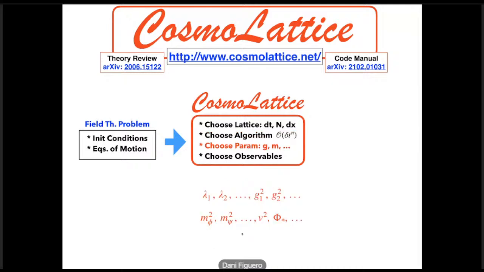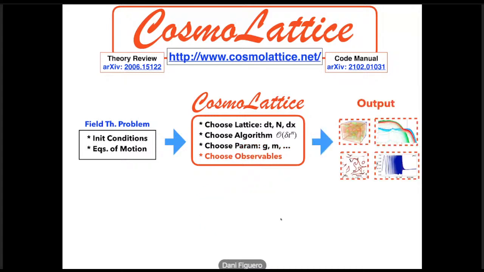Then you choose your physical parameters. Remember, there is a file, you choose your values. This goes for dimensionless parameters, but also for dimensionful, like masses, vacuum expectation values, field amplitudes, etc. And finally, you choose what observables you want to print, press play, and then you get your output, okay? So it's rather simple as long as you learn this first step, which is how to introduce in the language of Cosmolattice your system of equations of motion.